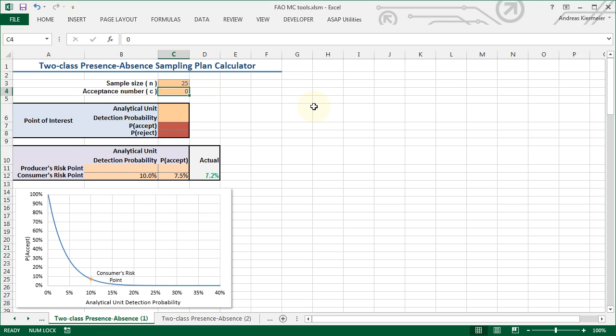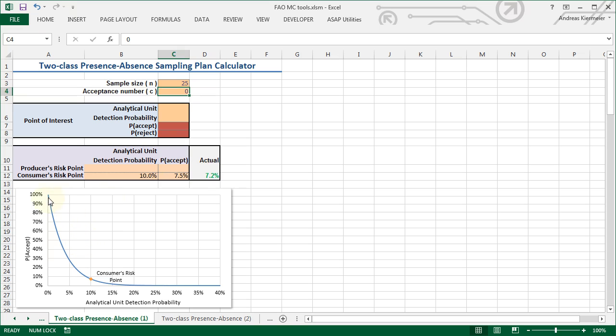At this point you're basically finished, unless of course you say that the sample size you calculated is too large for practical reasons. If this is the case, you will have to relax your consumer's risk point. And you can do this either by increasing the analytical unit detection probability or increasing the probability of acceptance at this level, or in fact increasing both of these to relax the consumer's risk point into this direction.